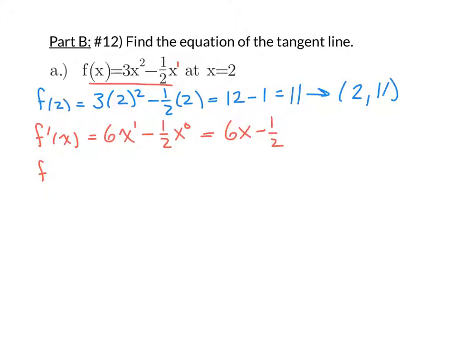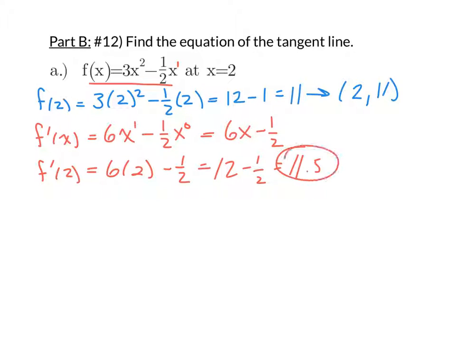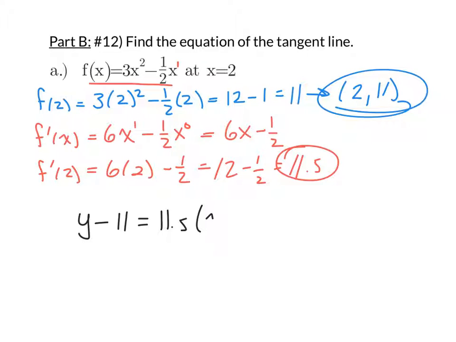We want to find the slope when x is 2, so I'm going to take 2 and plug it into my derivative function, 6x minus 1/2. When I take 2 and plug it in there, we'll have 12 minus 1/2, which is 11.5. That's fine. Now I have my slope, and I have my point. Using those two pieces of information, I can write the equation of the line as y minus the y-coordinate of the point is equal to the slope, 11.5, times x minus the x-coordinate of the point, 2.